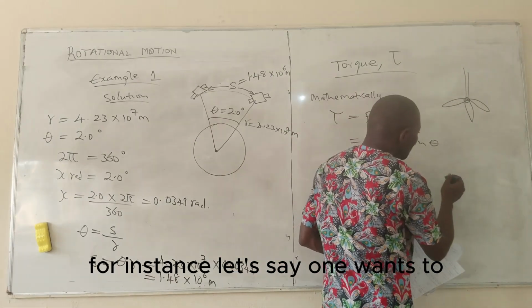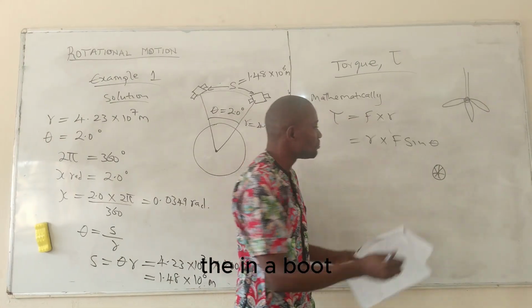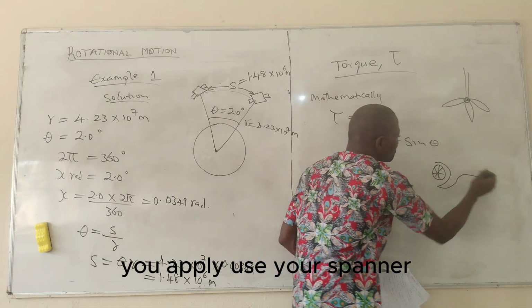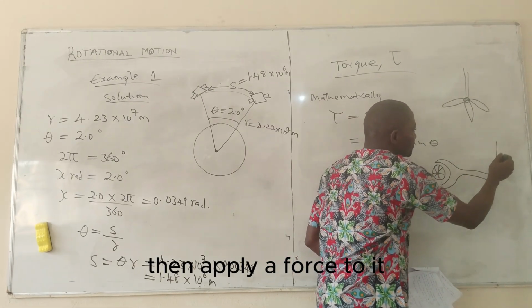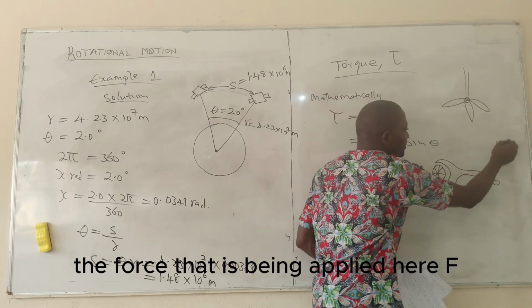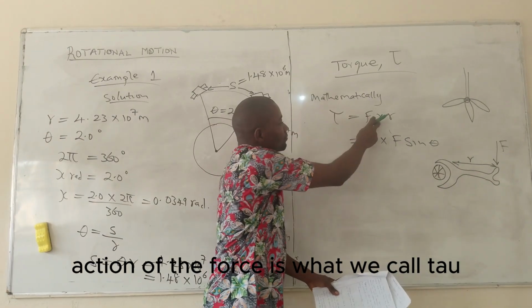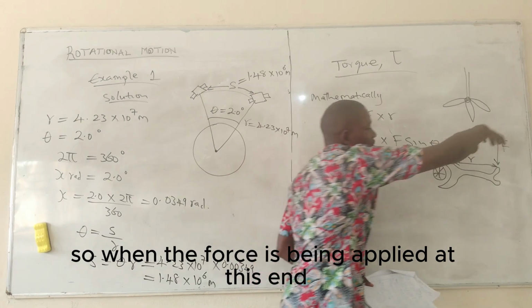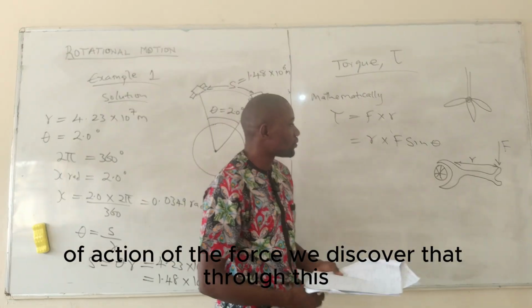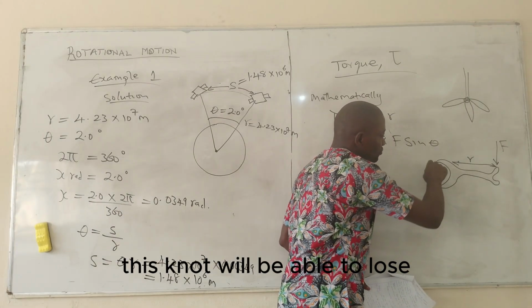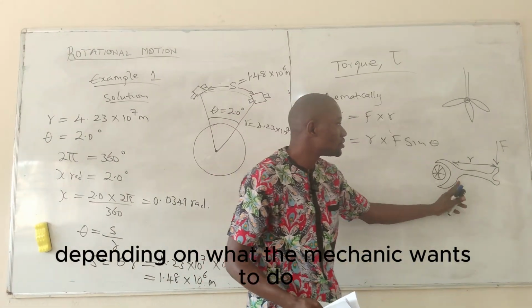So if you have, for instance, a mechanic who wants to loosen a bolt, you use your spanner and then apply a force to it. The force being applied here is F, and the perpendicular distance from the line of action of the force is what we call tau. So when the force is applied at this end, through this the nut will be able to be loosened or tightened, depending on what the mechanic wants to do.